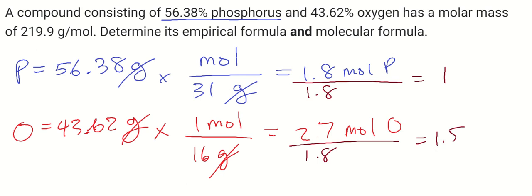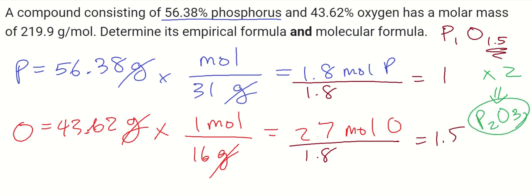Right now, if we left it like this, our empirical formula would be P1O1.5, and that's not a valid formula. We can't have fractions in our formula, so we can multiply through by 2, and that'll give us an empirical formula of P2O3. So there's our answer for the empirical formula.